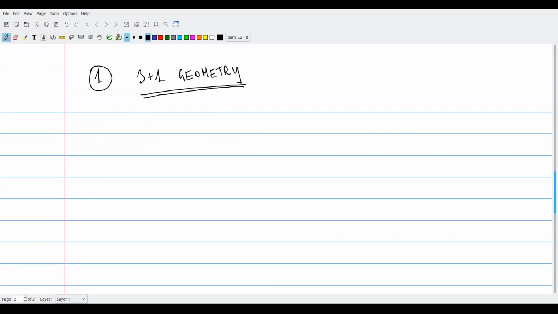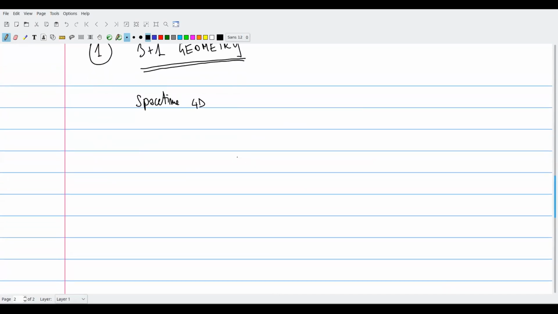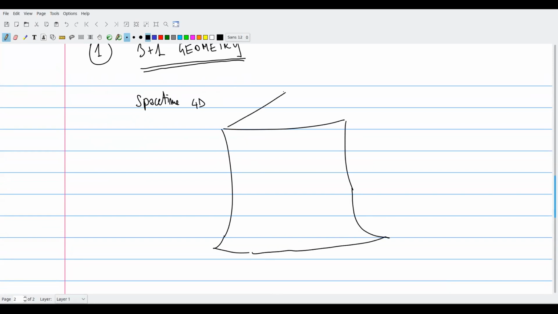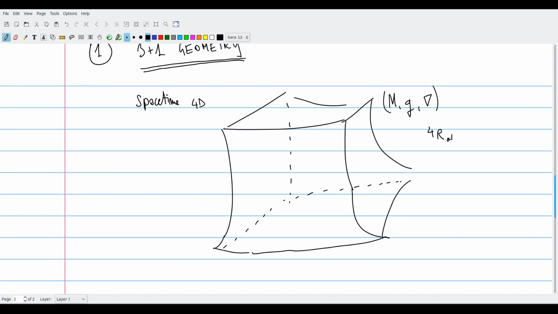What we start from is our space-time, which is 4-dimensional, at least here. And in the space-time, what we have, or what we can think of, is this manifold that we call M. And this is equipped with the metric. So there will be also a covariant derivative that I will call this way. And associated to that, of course, there will be this 4-dimensional Riemann tensor that I will define this way.